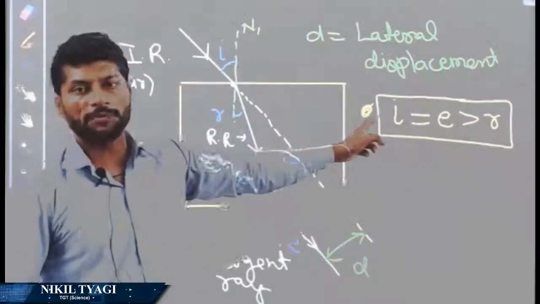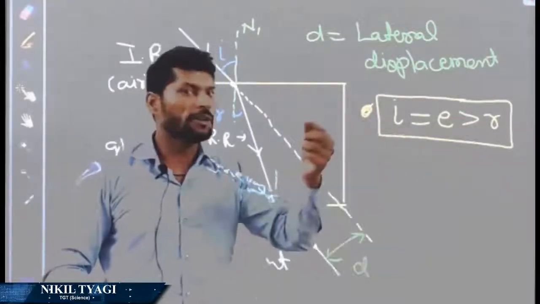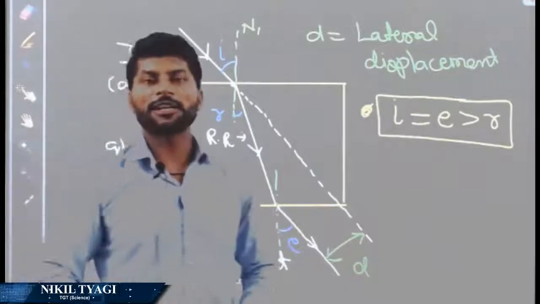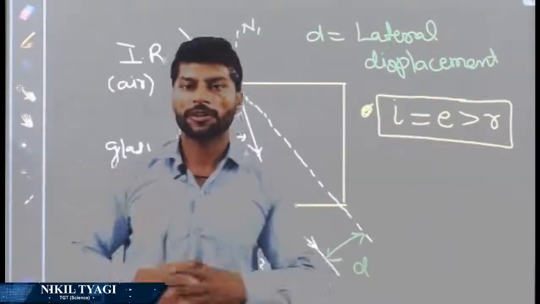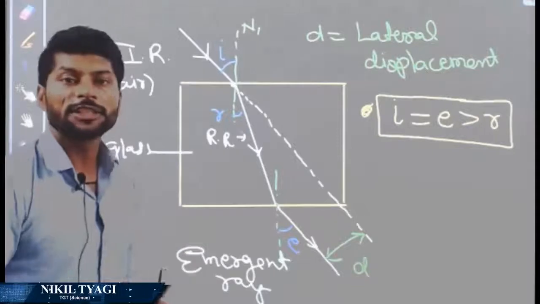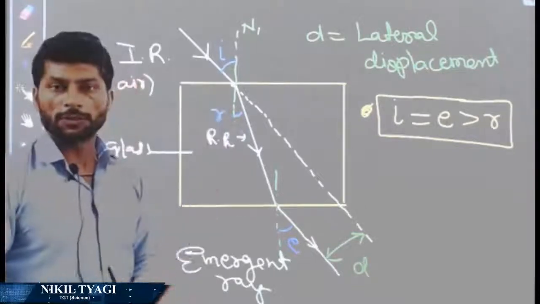You remember this, beta, this is very important. In board exams, sometimes it comes as a 1 mark question: what is the relation between the angle of incidence, angle of refraction and angle of emergence while we are tracing the path of a light ray passing through a rectangular glass slab?